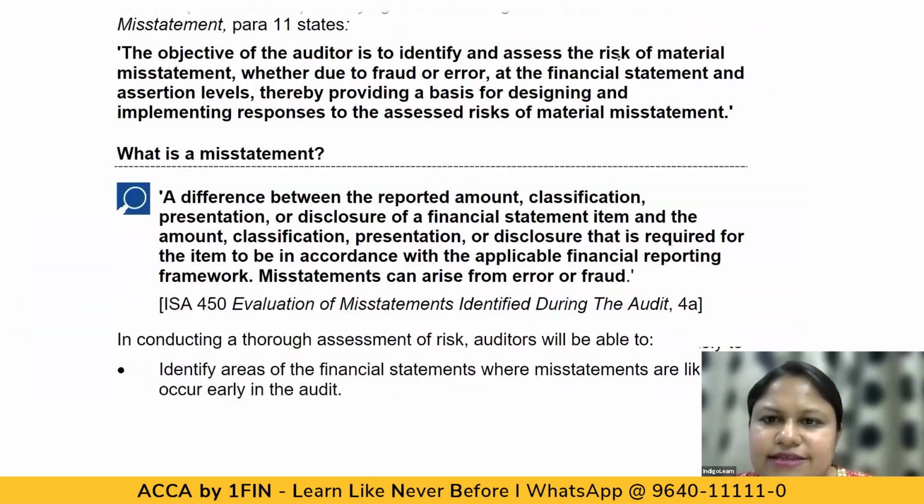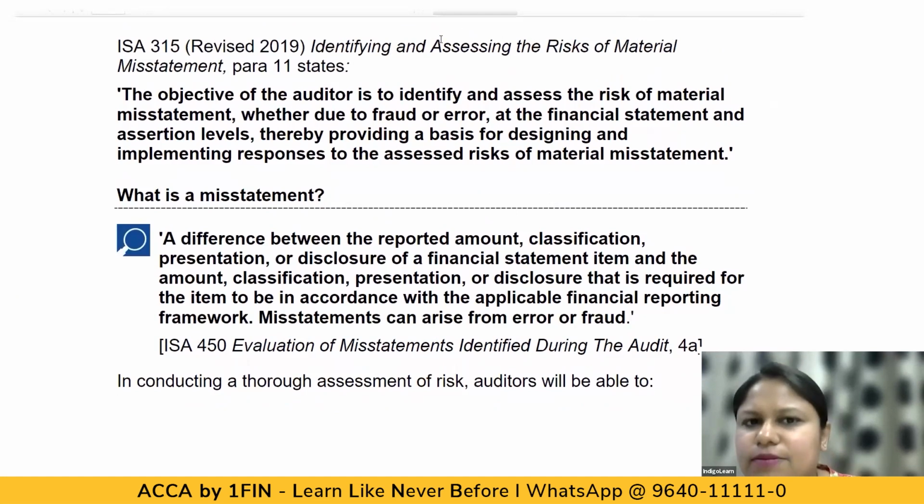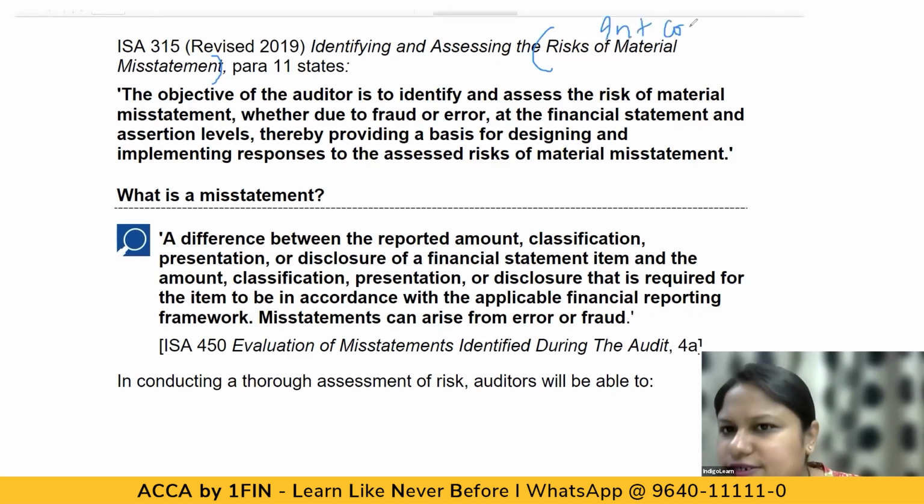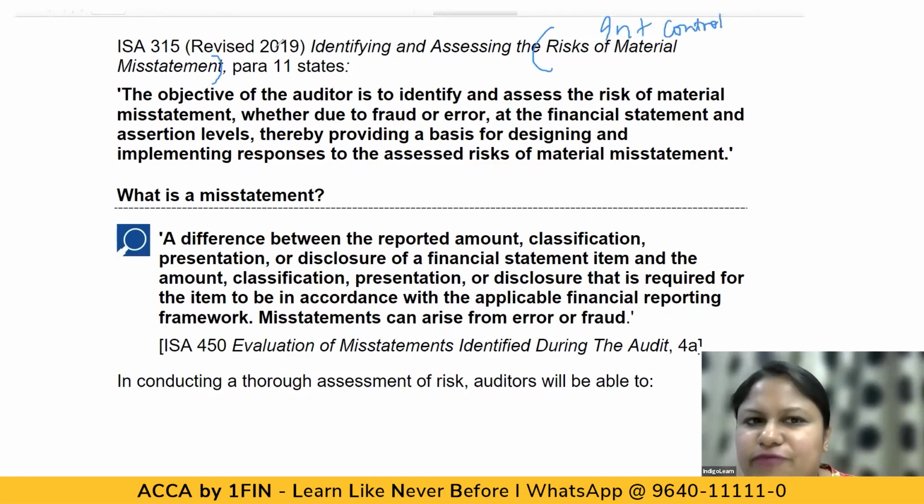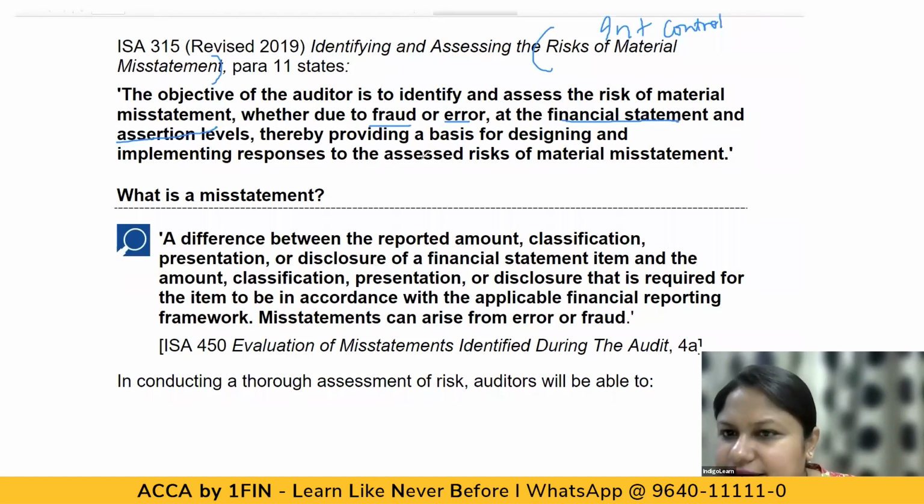All right. Next. Now, there is one of the ISAs that we have, 315, which talks about identifying and assessing the risk of material misstatement. Identifying and assessing the risk of material misstatement is nothing but: how do you identify and assess inherent risk and control risk? That is the meaning of risk of material misstatement. Got it? Now listen to this. The objective of the auditor is to identify and assess the risk of material misstatement, whether the misstatement is due to fraud or due to error, at financial statement level or assertion level, thereby providing a basis for designing and implementing responses to the assessed risk of material misstatement.